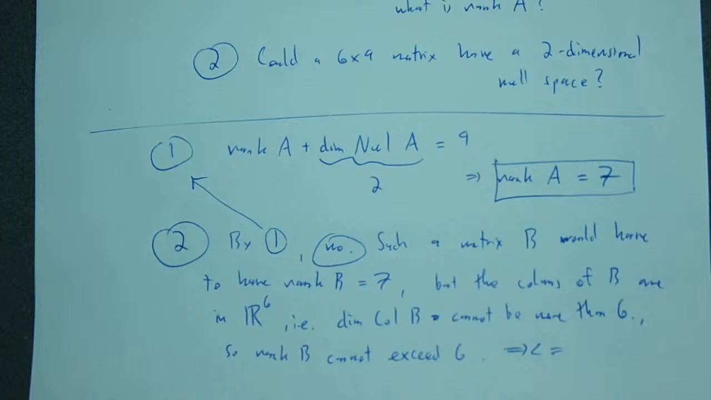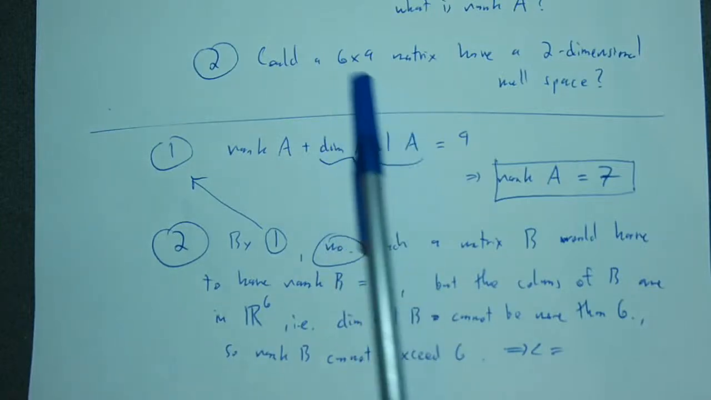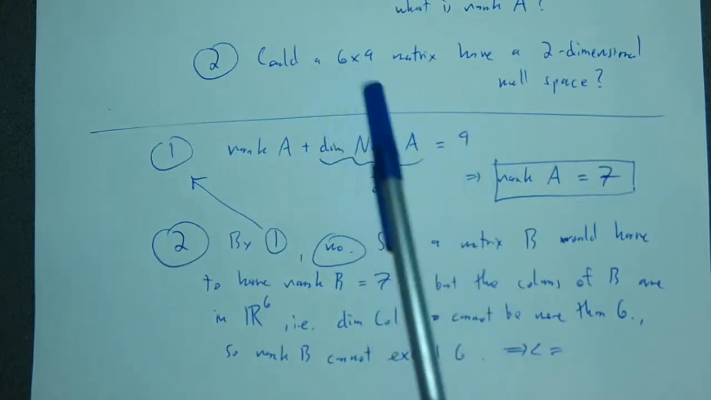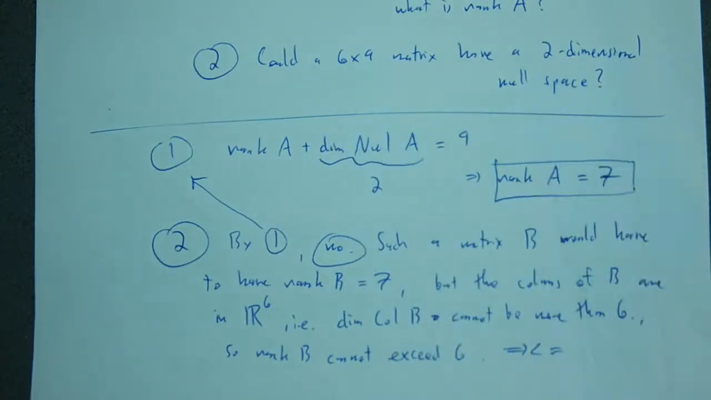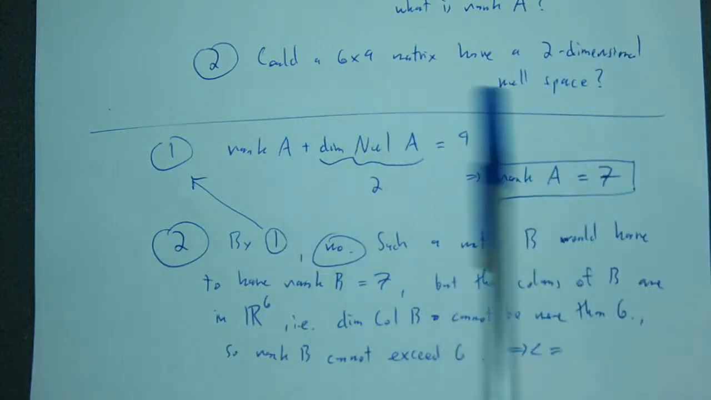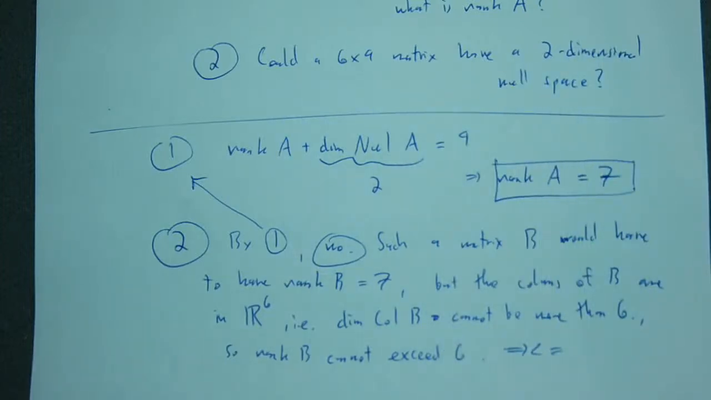So the thing is that it's not just a property of 6 and 9 here, right? Could a 6 by 9 matrix have a blank dimensional null space? Well, that really depends on the dimension of the null space. So could a 6 by 9 matrix have a 3-dimensional null space? Then yes, right? In fact, it could.